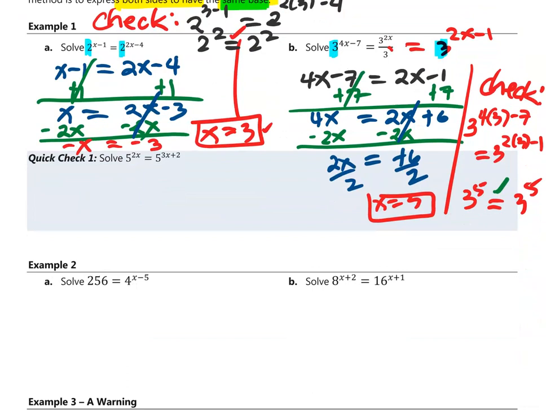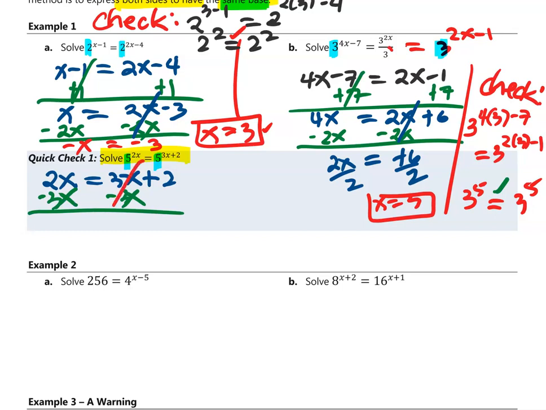Now let's have a quick check. For this problem, solve 5 to the 2x equals 5 to the 3x plus 2. So as you can see, they have the same base of 5. So we can use their exponents, set them equal to each other. 2x is equal to 3x plus 2. And then if we subtract 3x from both sides, that is negative x is equal to 2. So meaning x is equal to negative 2.